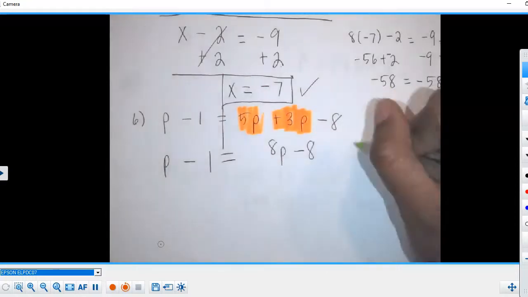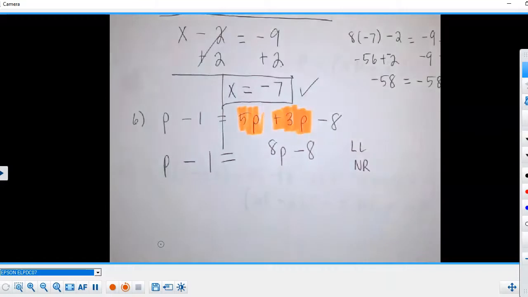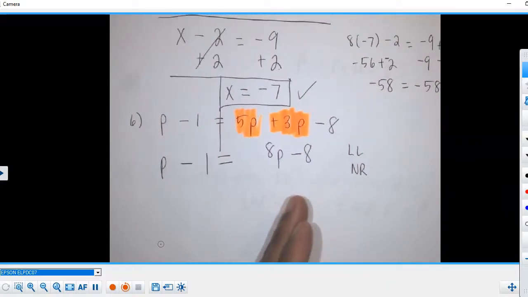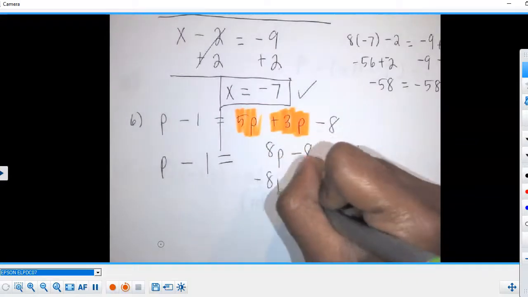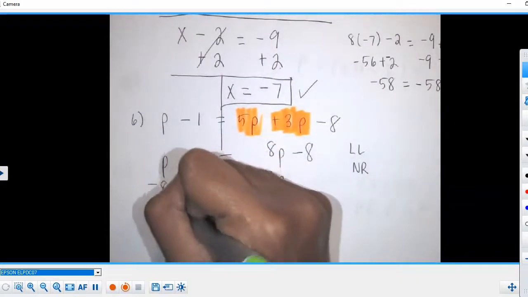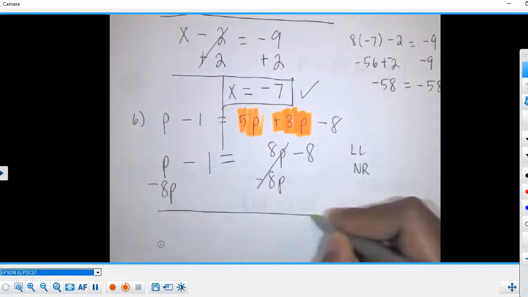So I'm going to do my letters left, numbers right. Okay, so when we want to move one term over to the other side, we have to do the inverse operation. So this guy is positive, so I'm going to subtract 8p from the right and to the left. All right, here we go.